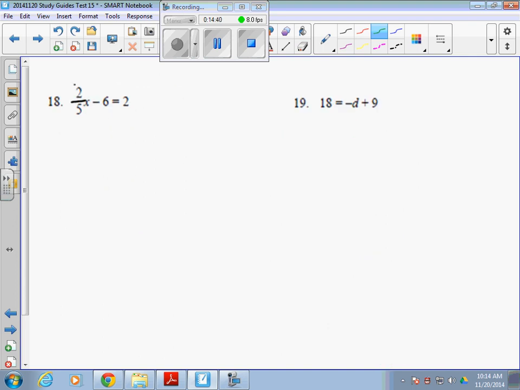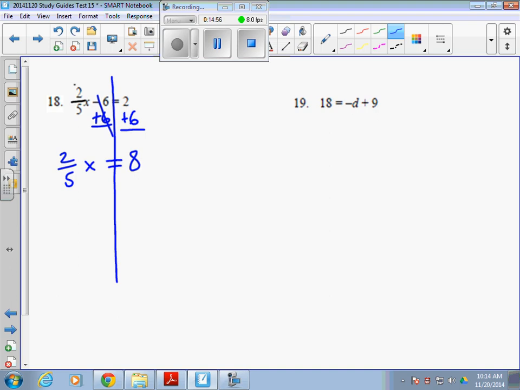Number 18 says 2/5 x minus 6 equals 2. Again, we're undoing our order of operations backwards. Undo any addition and subtraction, like minus 6, by adding 6 to both sides. 2 plus 6 is 8. This cancels out. 2/5 times x.